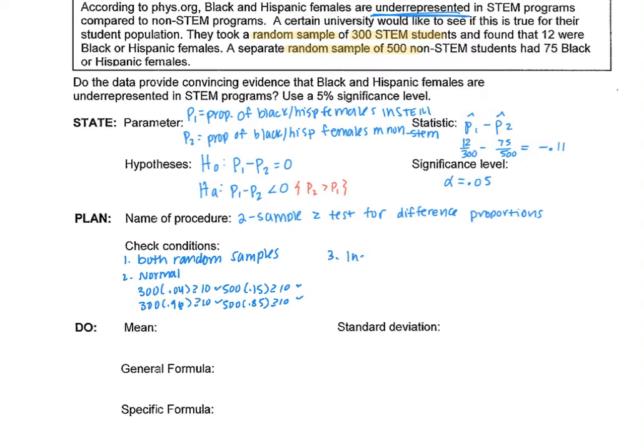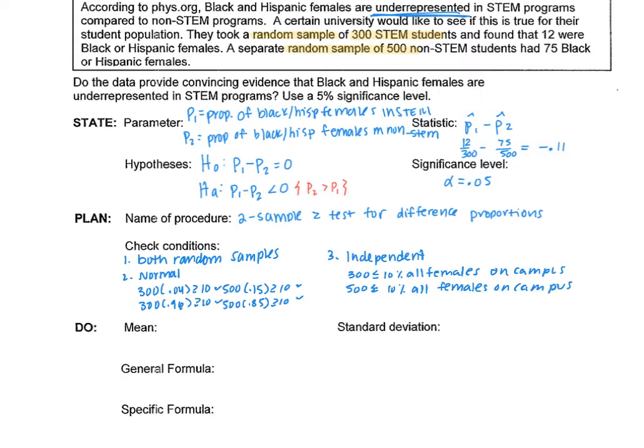And the third condition was independence. Both were independent samples because 300 is less than or equal to 10% of all the Black and Hispanic females on campus, and then 500 is less than or equal to 10% of all the Black and Hispanic females on campus.